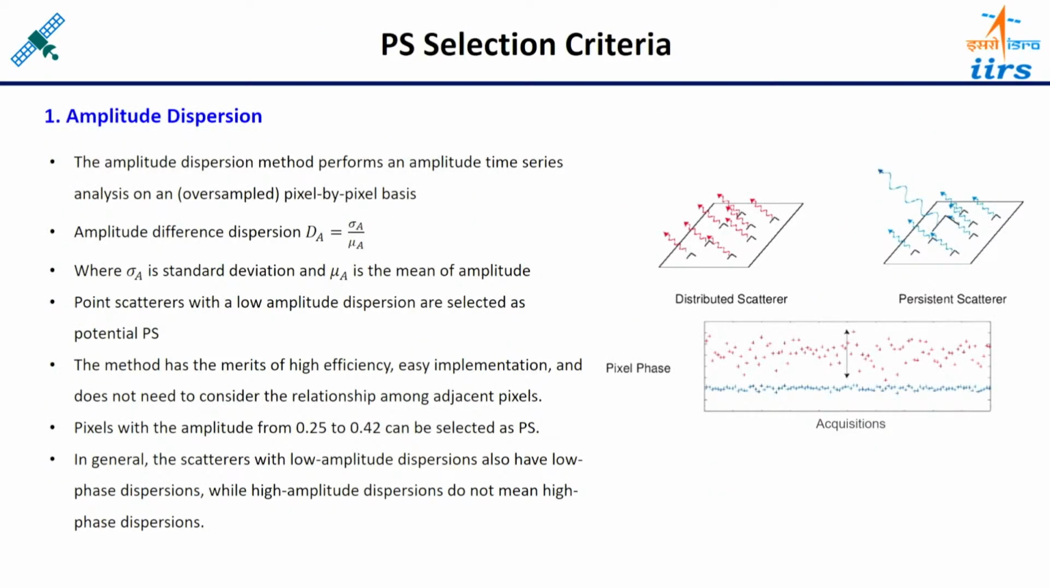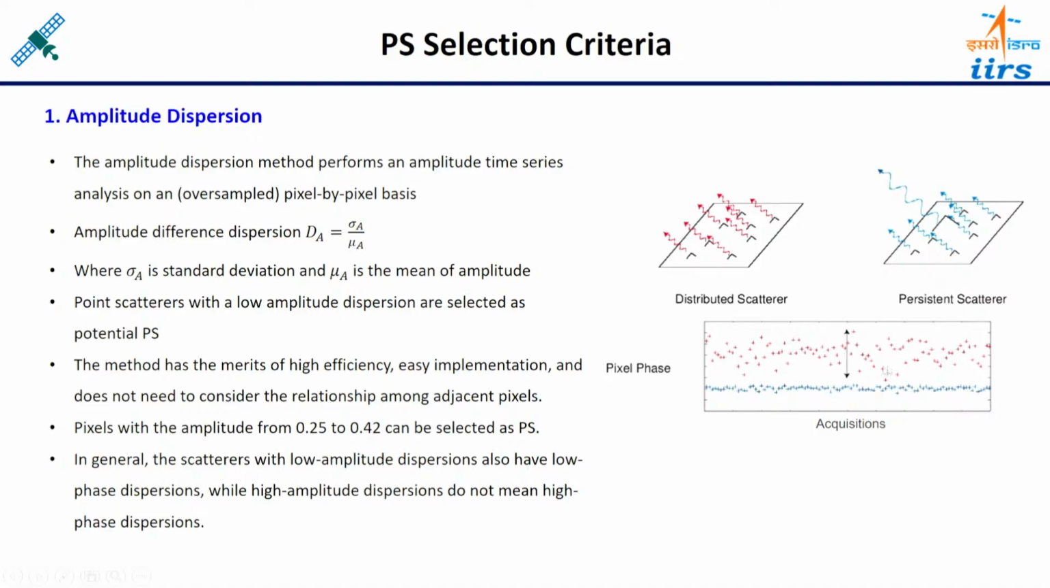These are the techniques for PS selection. First, I have already mentioned the amplitude dispersion technique. Here you can see this is the pixel phase, and this is the acquisition date. The blue crosses, this type of distribution, show the PS points, and these red dots, where some deviation or amplitude dispersion is there, are considered DS points or distributed scatterers.